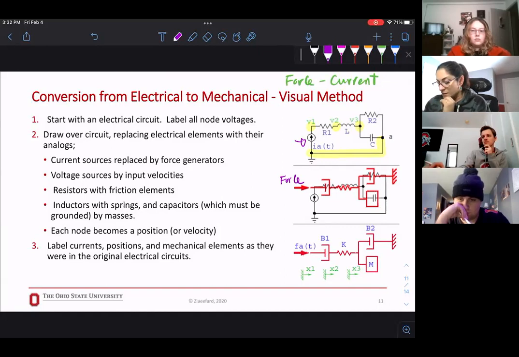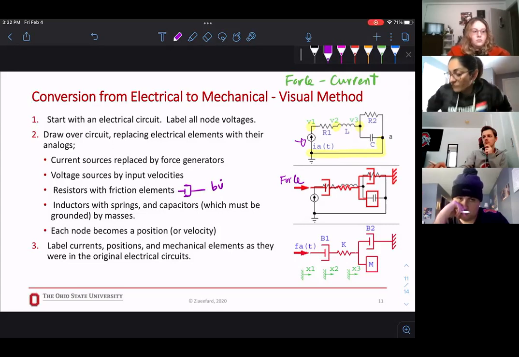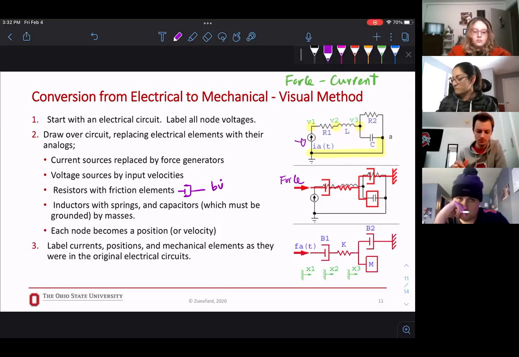Then convert all resistors to friction elements. So friction is a dashpot. You can show a dashpot like that. It could be friction, and the equation is B times V dot. Replace all inductors with springs and all capacitors with masses, but make sure that capacitors are grounded. Again, here we are only doing force current, right? So we know capacitor is equal to M.